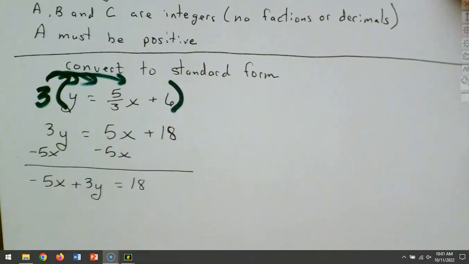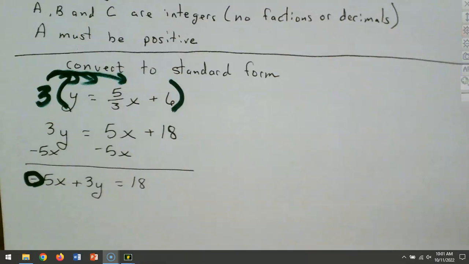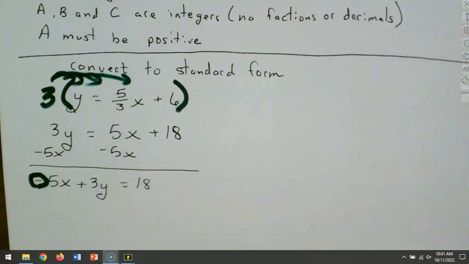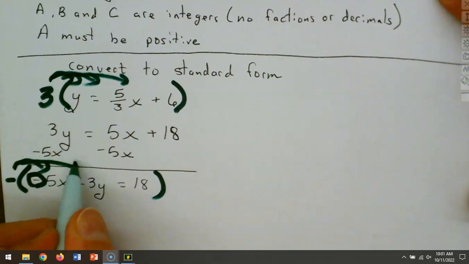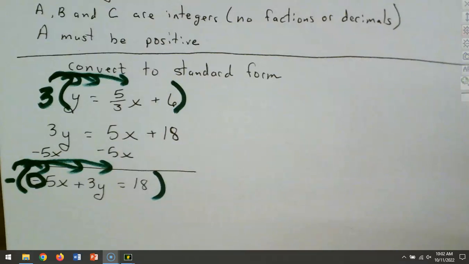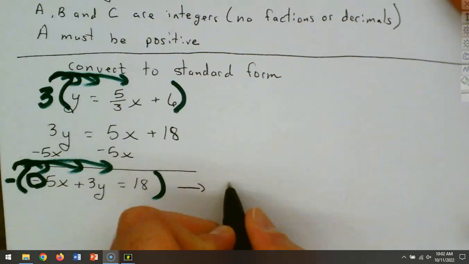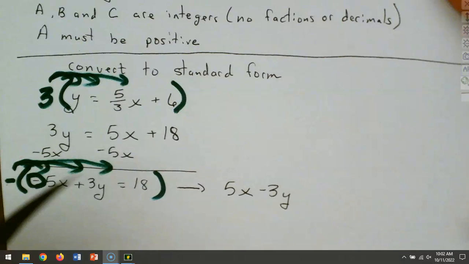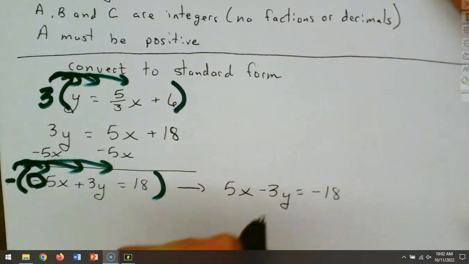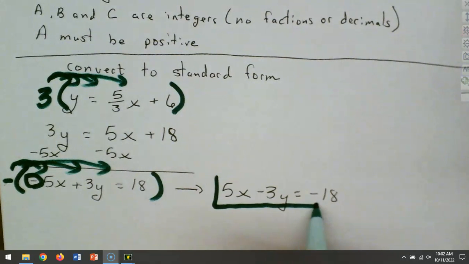Okay, but we're not completely done yet. Why is this still not in standard form? Right, because if you remember, the a, the number in front, cannot be negative. So the x cannot be negative. So how do we get rid of that? We just distribute a negative through, changing your signs. So that then makes it what? That then makes it a positive 5x, right? A minus 3y equals a minus 18. And that is your answer in standard form.